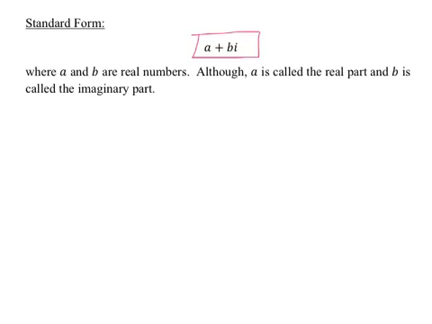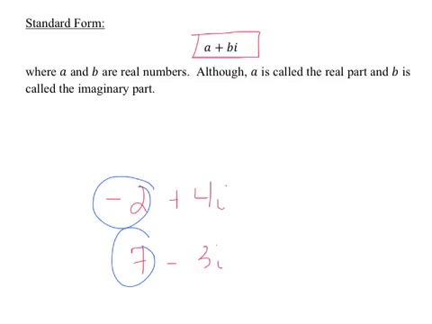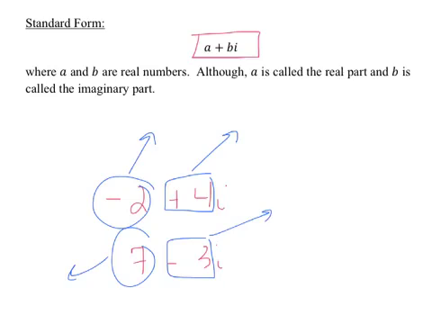So if the answer had a negative, it could be like negative 2 plus 4i, or it could be 7 minus 3i. But either way, we still have a real and also an imaginary component each time. So a would be negative 2 here, a would be 7, b would be 4 here, b would be negative 3 here. These are the b values, these are the a values. It's really important to be able to identify what a and b are because of their applications in engineering.